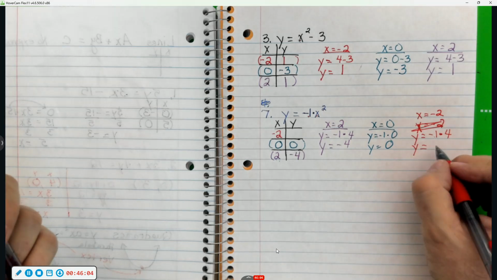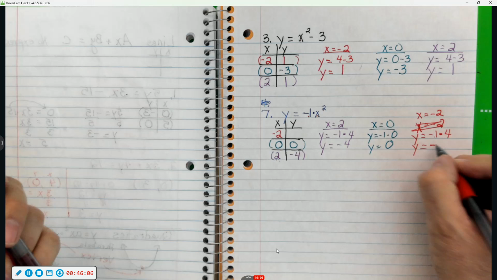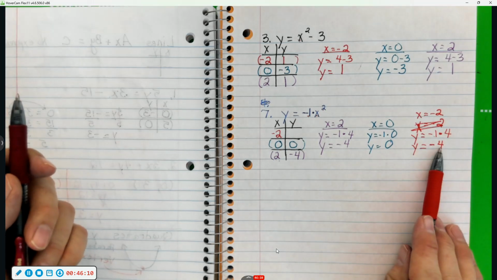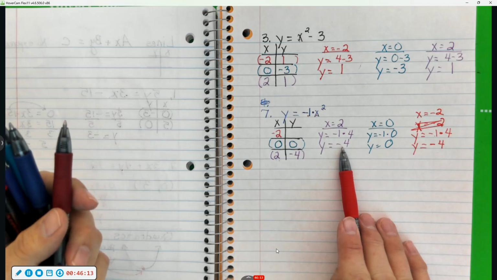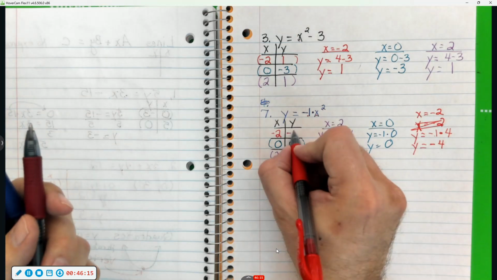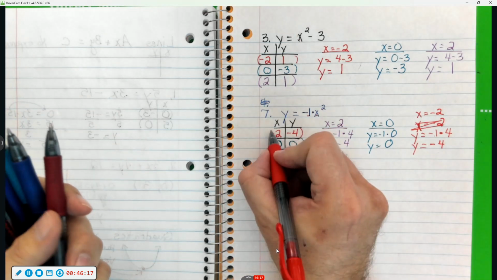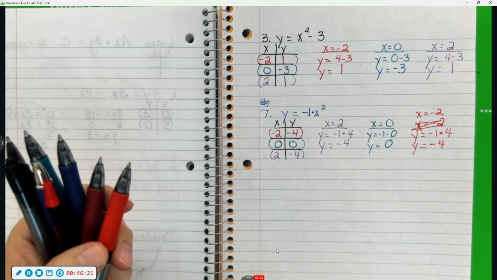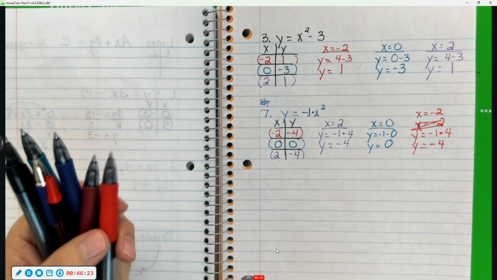-1 times 4 is -4. Notice we got the same answer here and here. Should that have shocked us? No, we want a U-shaped figure, so whatever's happening on one side should be happening on the other.